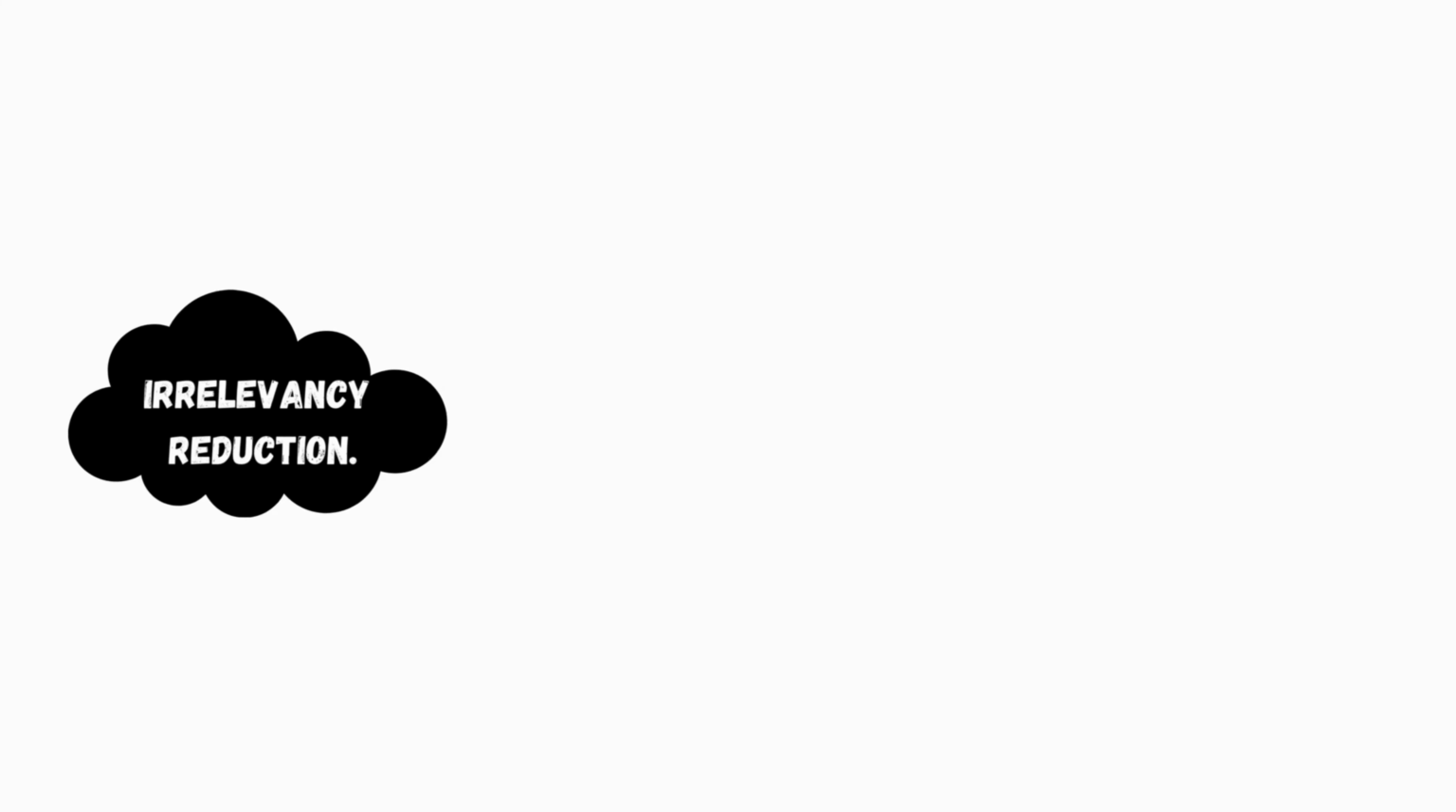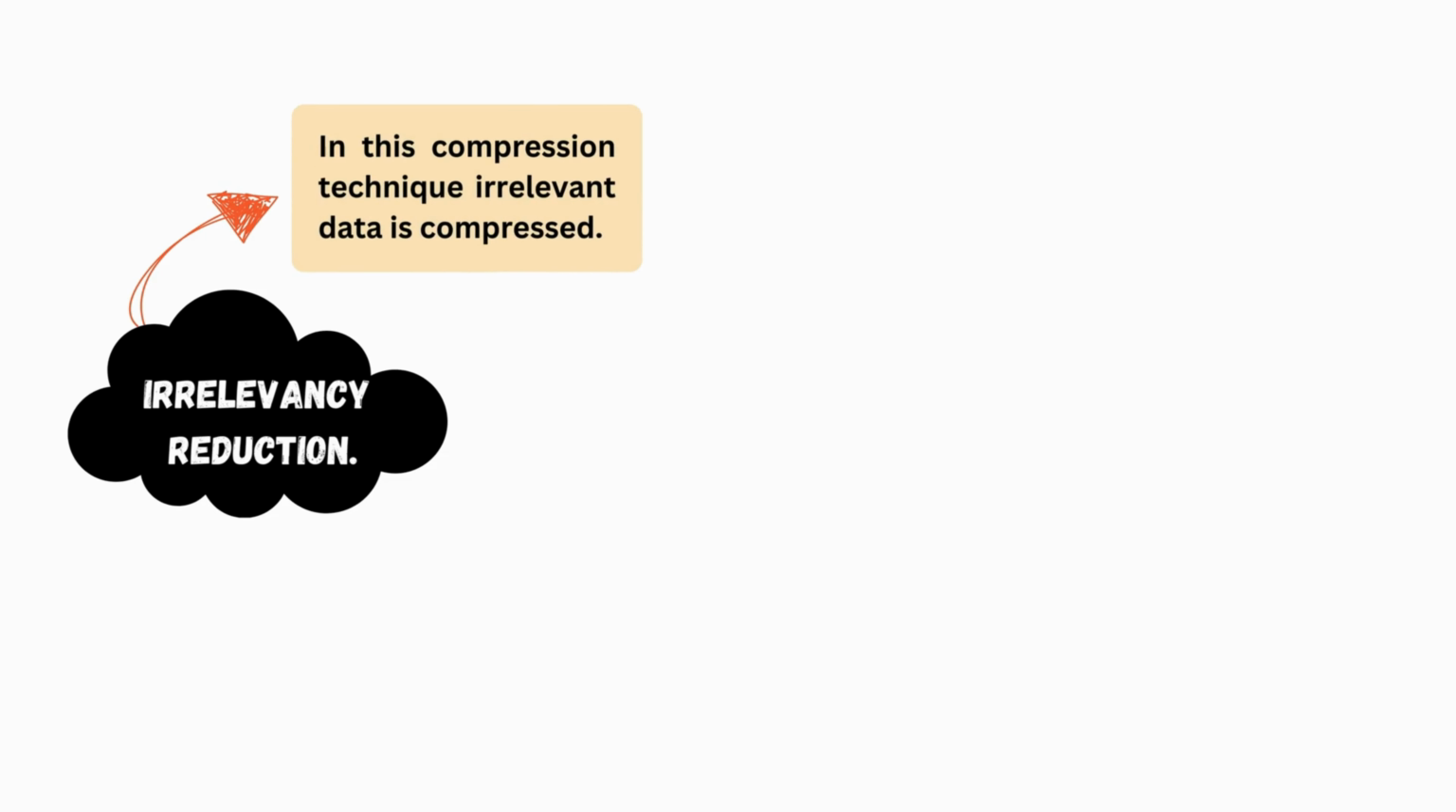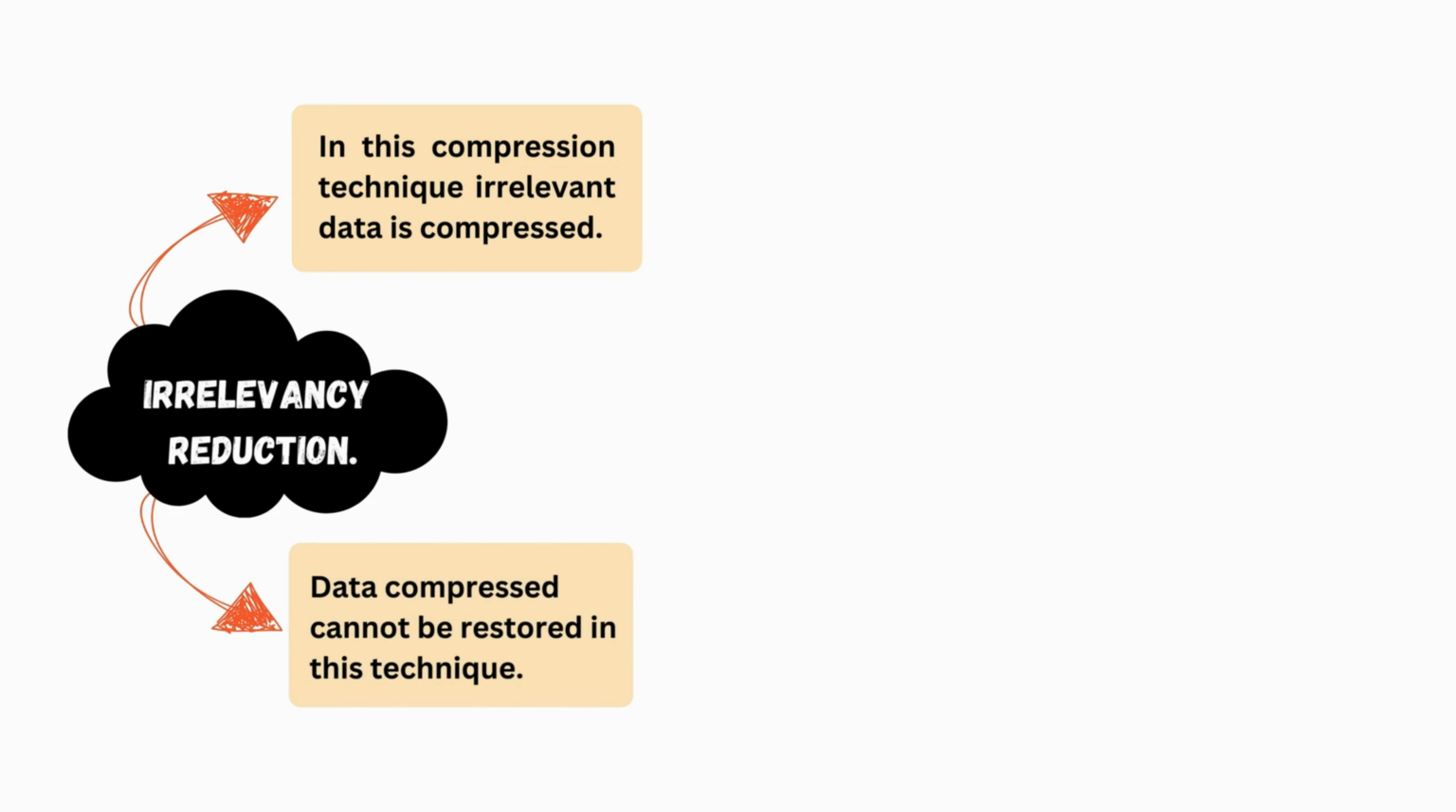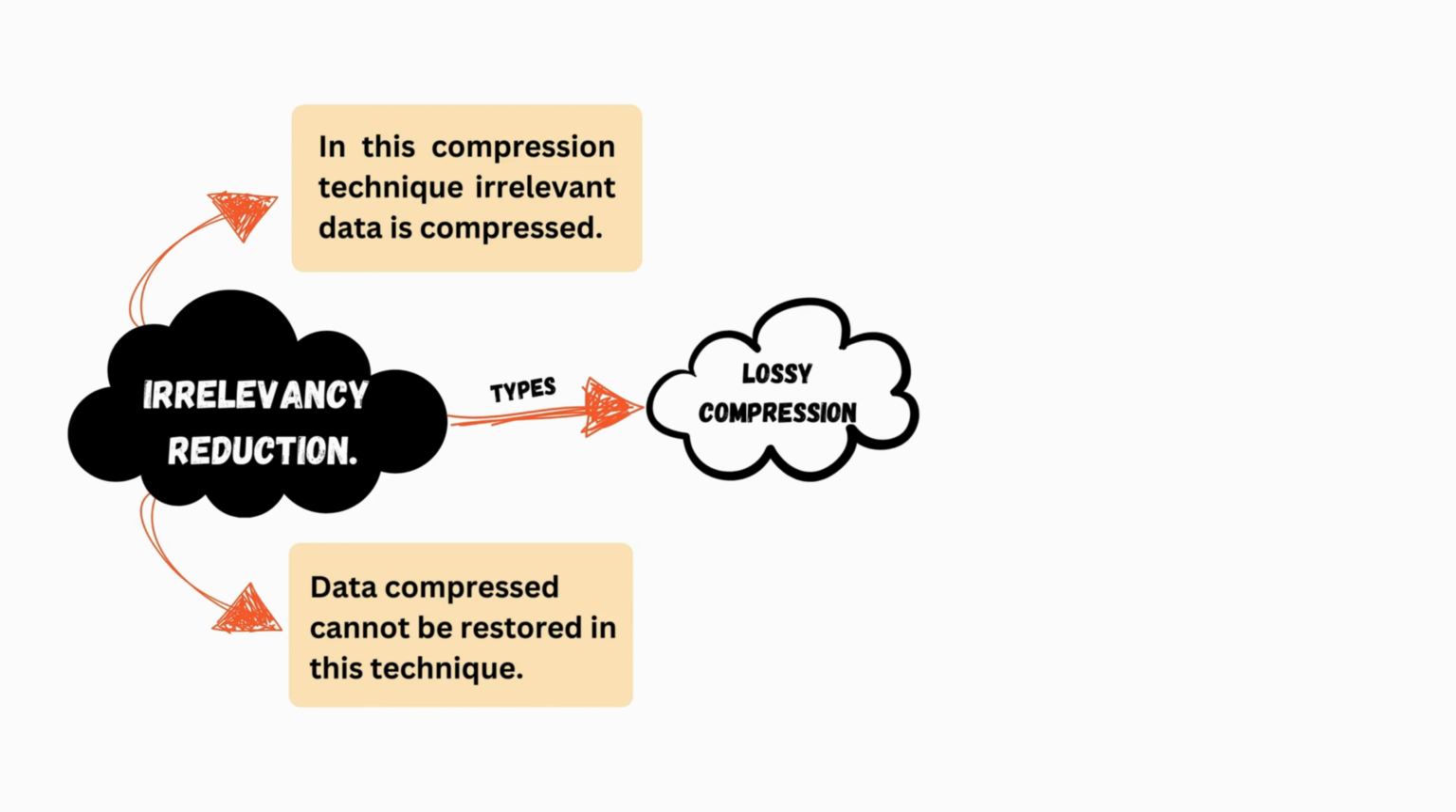Moving to the other compression technique, which is irrelevancy reduction, in this compression technique, irrelevant data is removed. Whatever data is not relevant to the actual information, we try to remove that data so that we can reduce the size of the actual data. Since we remove the irrelevant data, this data compression technique does not allow us to restore the original data size. And in this type of reduction, the compression method we use is lossy compression.